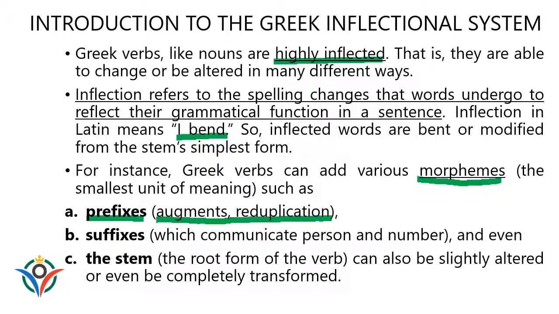And then, like English, we can add suffixes. And these suffixes will communicate person and number to us. So we'll learn about this in a short while. And then it says the stem, which is the root form of the verb, can also be slightly altered or even completely transformed. All right, so all of these inflections, the prefixes, the suffixes, and the transformation of the stem contribute to the complexity of Greek verbs.